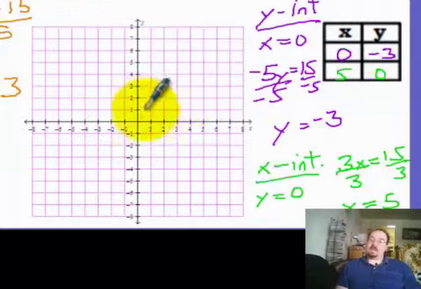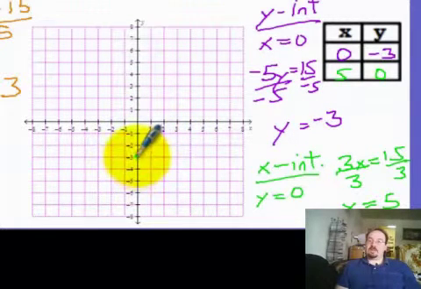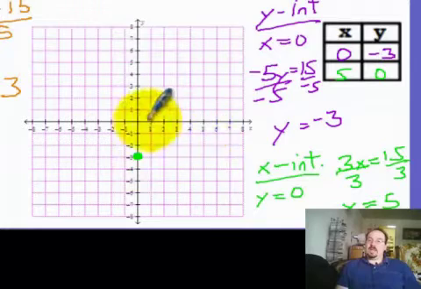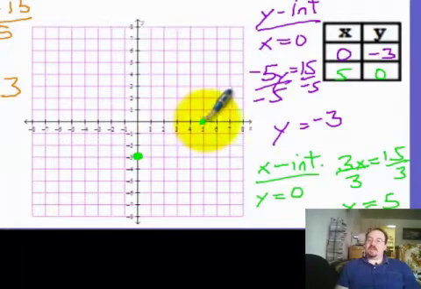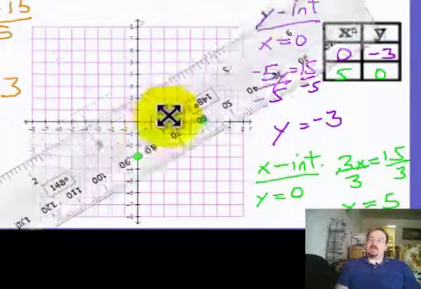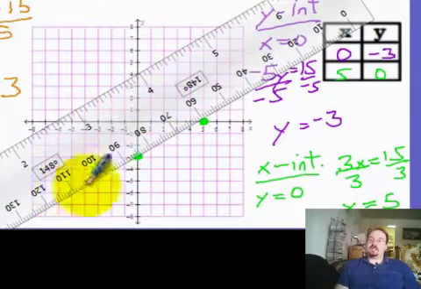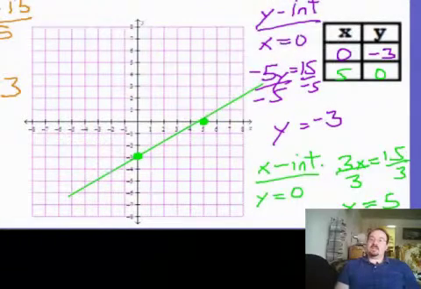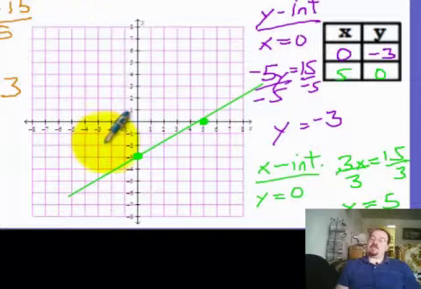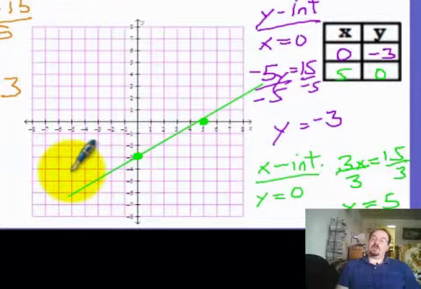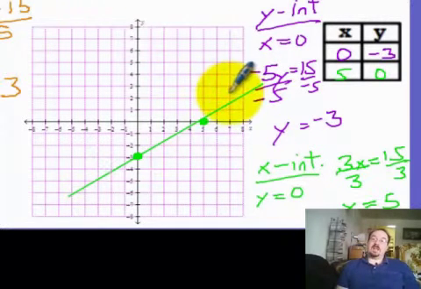And let's see what I get when I plot these points. So 0, negative 3. And 5 on x and 0 on y. And if I connect these two dots, just like that, I get the same graph no matter how I choose to do it. So you choose which method you feel most comfortable with, and that's the one I want you to practice and focus on, and show me how great you can do at it when I get back. It'll be pretty awesome to see.